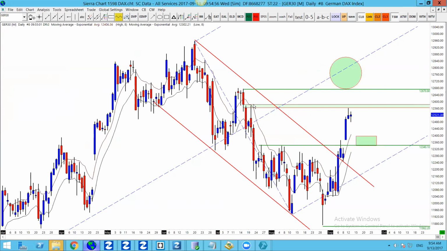Directly into this little area here, which I've marked out as a gap from sort of mid-July. So that's interesting. It slowed price down temporarily.